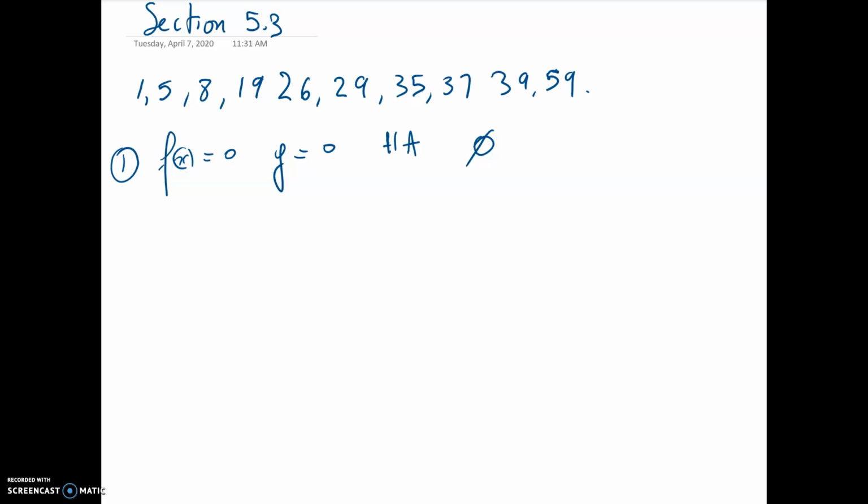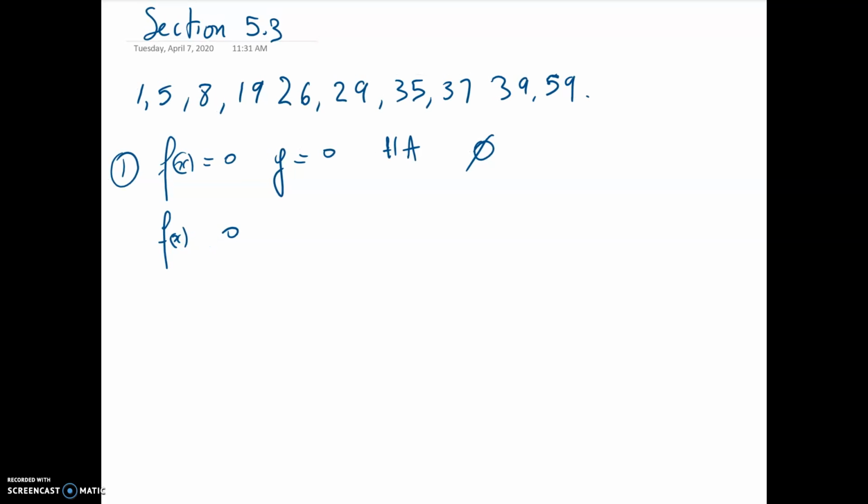For B, we are looking for f of x which is greater than 0. Actually, that's C. So I'm going to do B first, which is less than 0. We are looking at an f of x which is negative, all the values of x where f of x is negative, where all the values of y are negative. Based on the graph in front of me, it's going to be between negative infinity and negative 2.